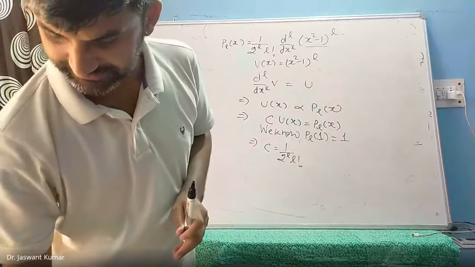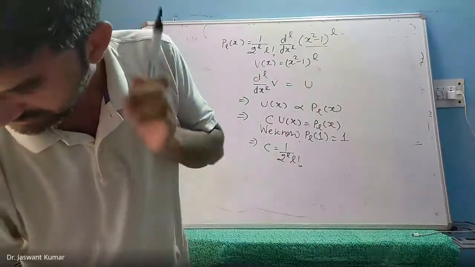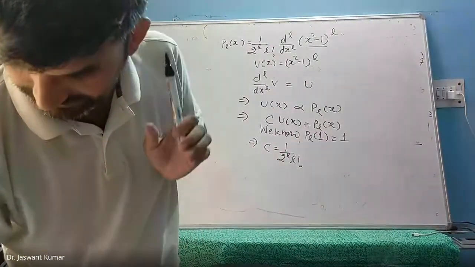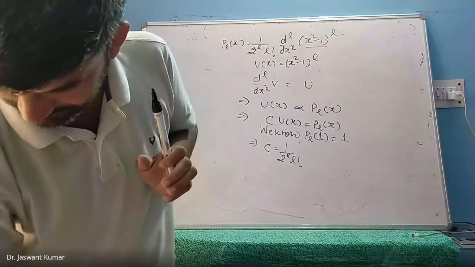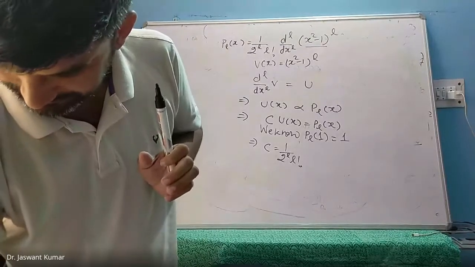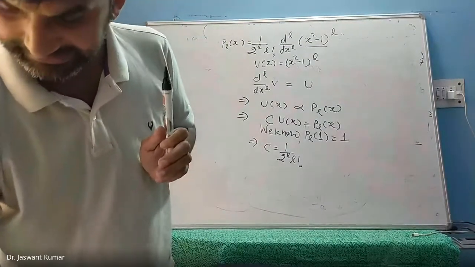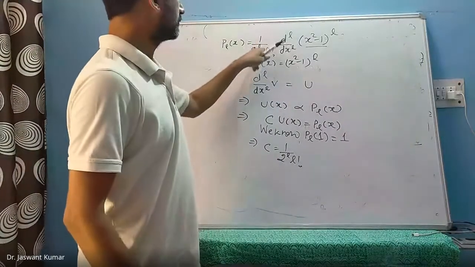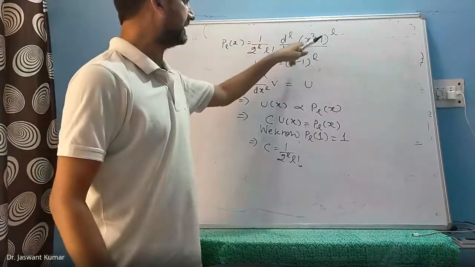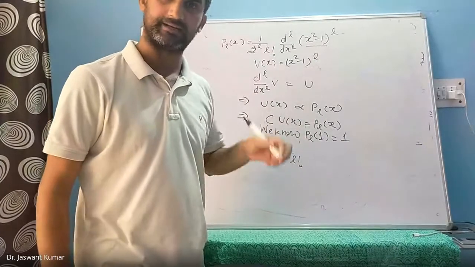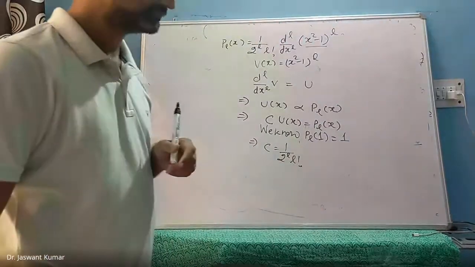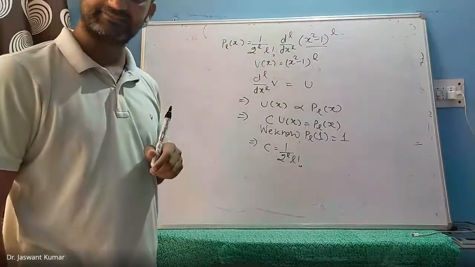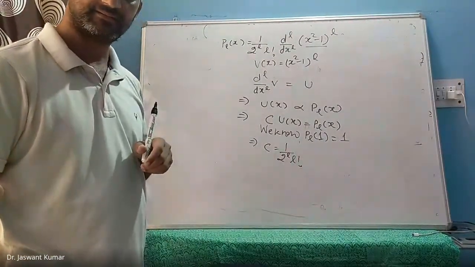Yes, please, anyone, any doubts? Yes? Please. So we had determined PL of x as 1 by 2 to the power L, L factorial, dL by dxL of x square minus 1 to the power L. Correct? Yes, is anyone there? Yes, sir. Okay. Yes. All right.